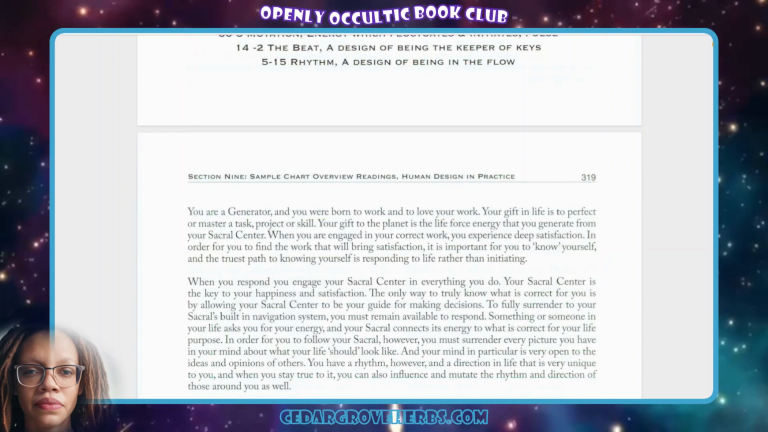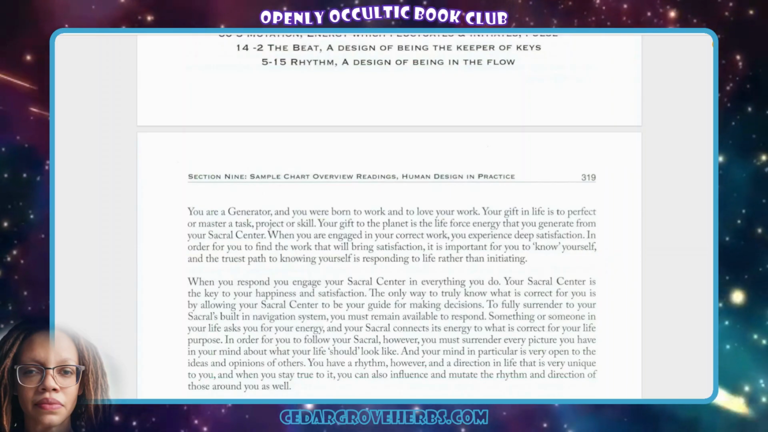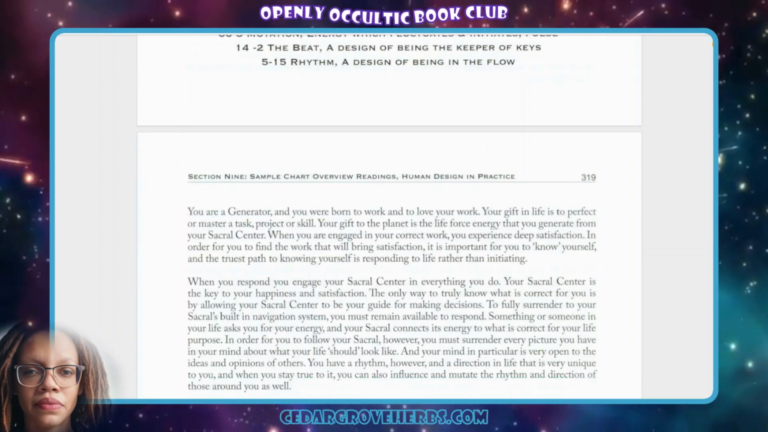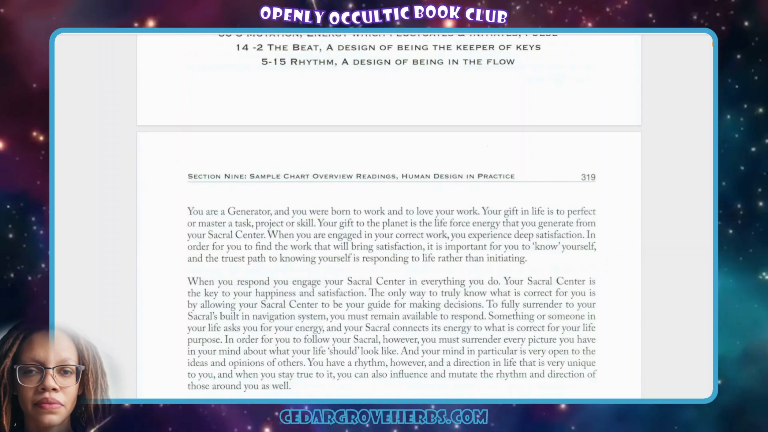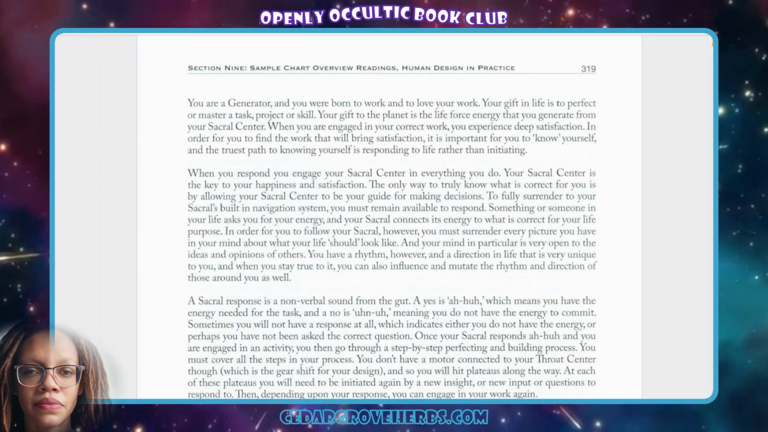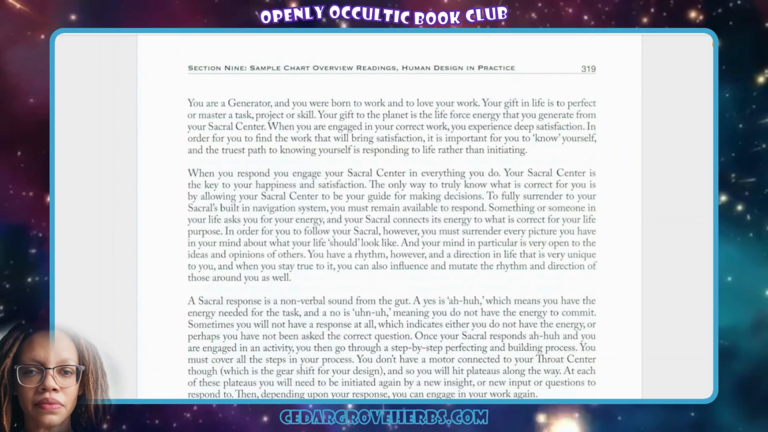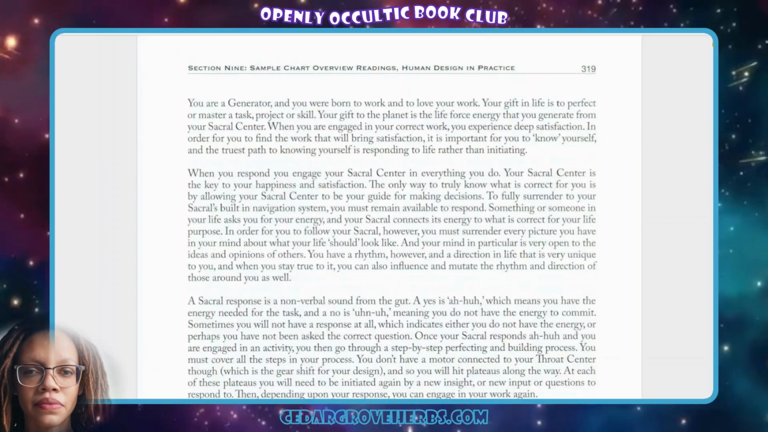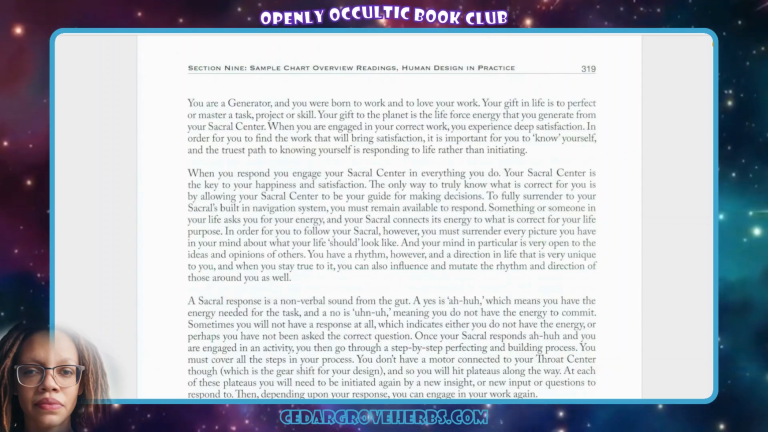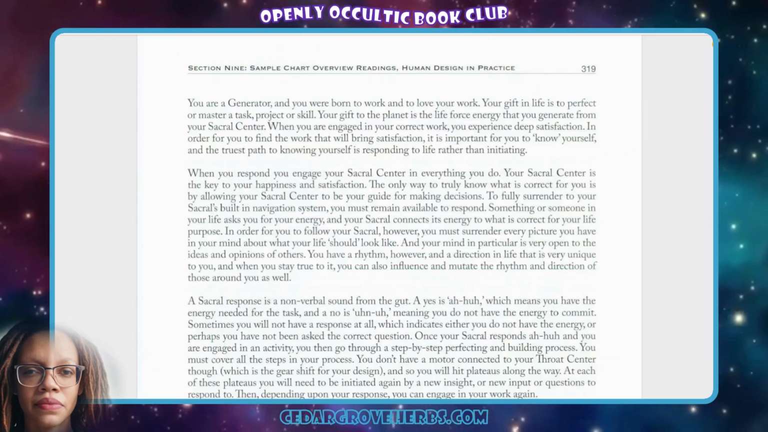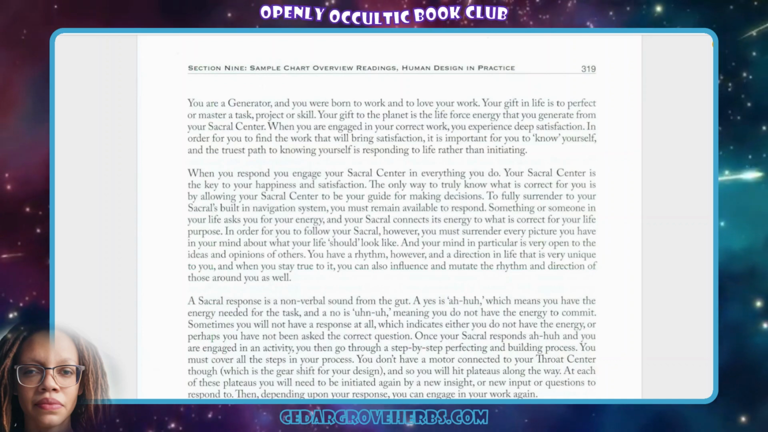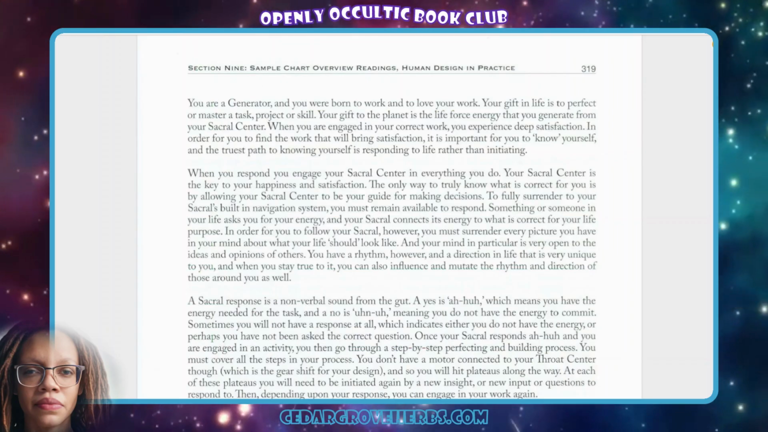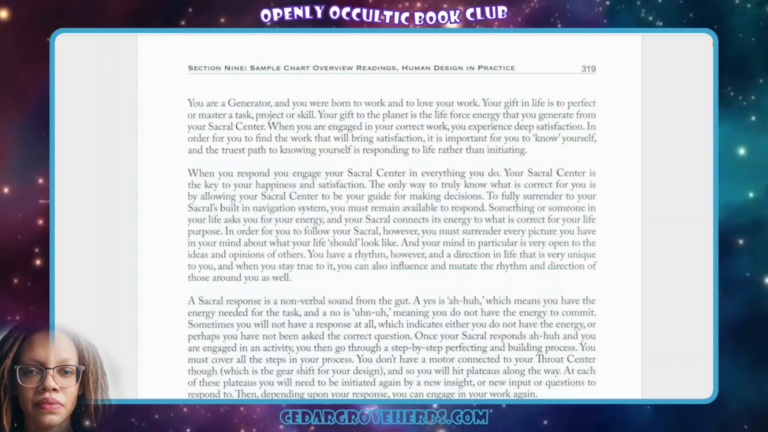It's a generator. So instead of initiating, you need to be responding, seeing whether or not you really want to be involved in what has been proposed to you, if you will, right? When you respond, you engage your sacral center in everything that you do. Your sacral center is the key to your happiness and satisfaction. The only way to truly know what's correct for you is by allowing your sacral center to be your guide for making decisions. To fully surrender to your sacral's built-in navigation system, you must remain available to respond.